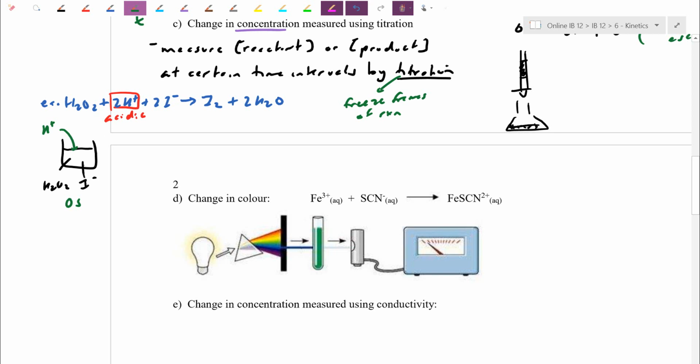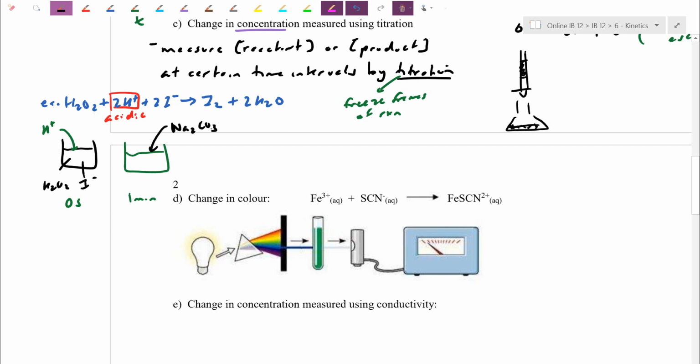And what you're going to do is run this for a set time interval. So let's say I run this for 1 minute. So the reaction has been going on, producing iodine and water here. So I let the reaction go for 1 minute. And what I do at that point is toss in some base. Let's toss in, I don't know, baking soda, sodium carbonate.